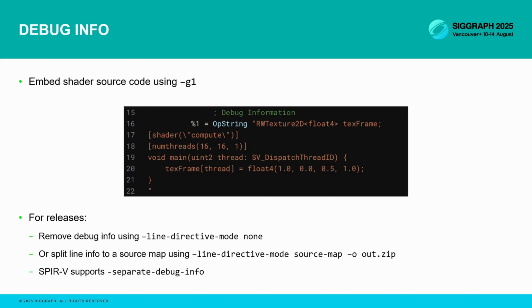When releasing your app, you might want to do the opposite. You might want to make your shaders harder to debug. Slang gives you a few options here. You can remove debug info by setting -line-directive-mode to none. Or you can split off the debug info into a source map or into a separate SPIR-V file. Then you get the best of both worlds. For release builds, you can debug your own code as long as you have the source map, but in release, if you don't provide the source map, it's much harder to reverse engineer.